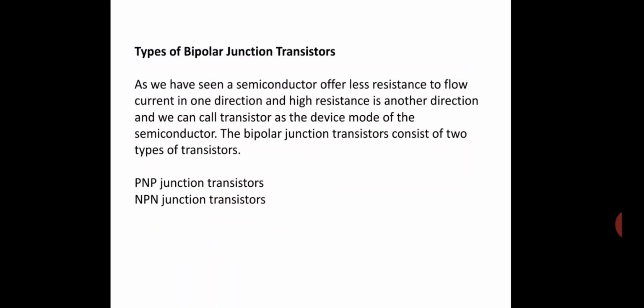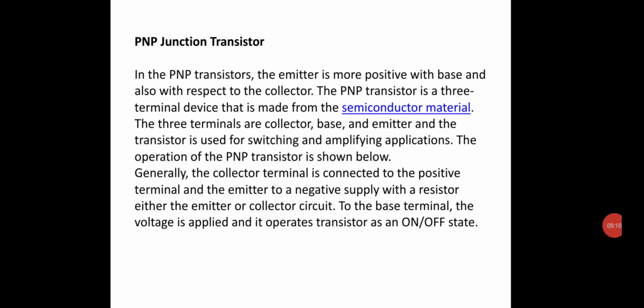So the two types of transistors are studied here, PNP and NPN transistors. As we have seen, a semiconductor offers less resistance to current flow in one direction and high resistance in the other direction, and we can call the transistor a device made of that semiconductor. The bipolar junction transistor consists of two types, PNP and NPN. What is a PNP junction transistor and what is an NPN junction transistor?